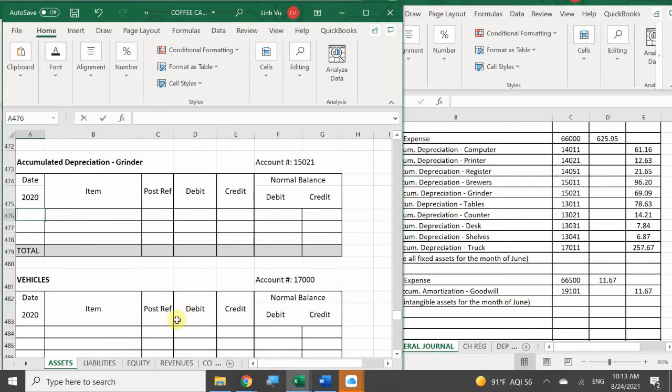Next is the coffee grinder. Adjustments on General Journal number 23 for the total amount of $69. Oh, not debit. Make sure you're on your credit. $69.09.